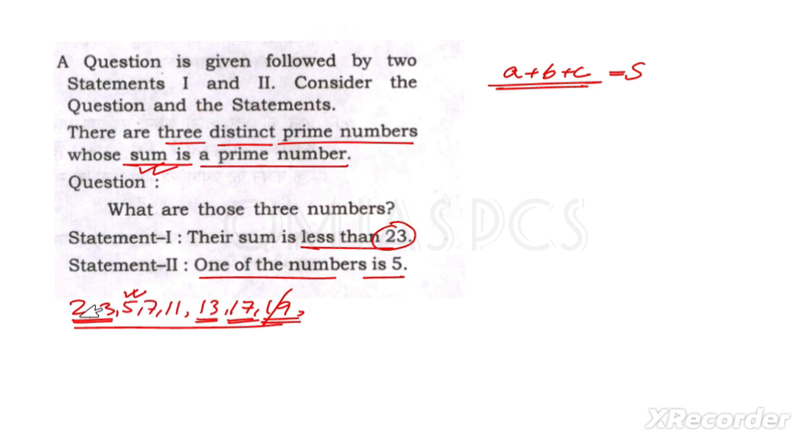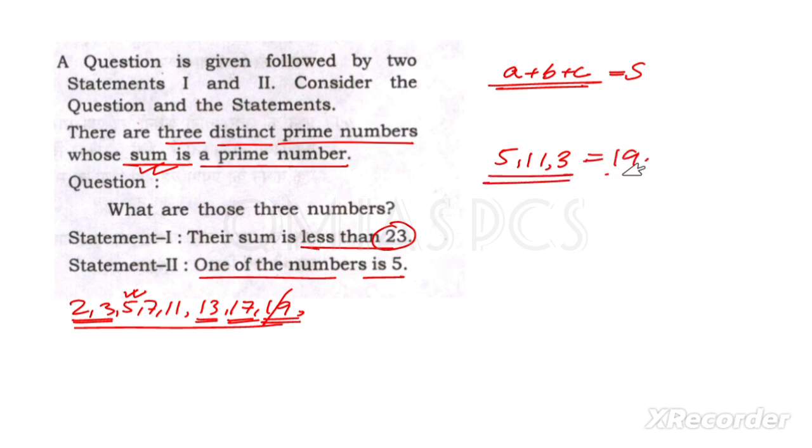18 plus what can be the number? 18 plus 2 is 20, 18 plus 3 is 21, 18 plus 7 is not possible. So leave it. For 11, 5 plus 11 is 16. 16 plus 2 is 18, 16 plus 3 is 19. Wow, fine. So if I say 5 plus 11, that is 16, plus 3, that is our 19.